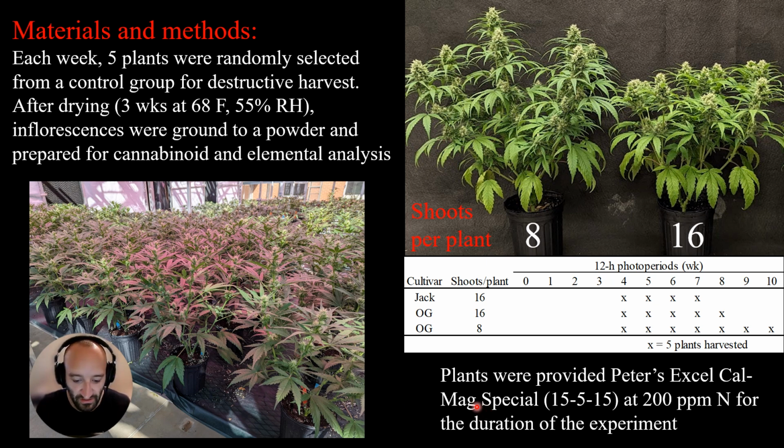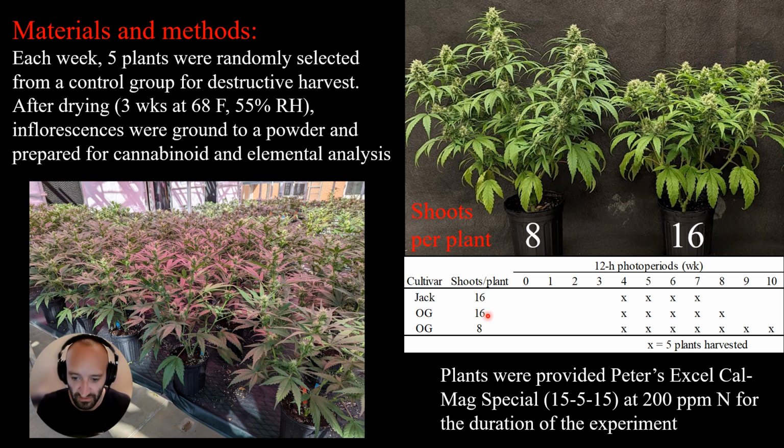Plants were provided a continuous liquid feed for the entire experiment, right? We didn't want to restrict growth at all, so no flushing was done. And so as you can see in this table, we put plants under 12-hour photoperiods for up to 10 weeks. And so we've done this experiment in 3 different ways, once with THM Jack and twice with Southern OG. Now we're just going to focus on the data that we have with Southern OG for this today.